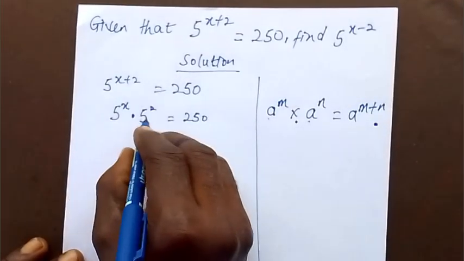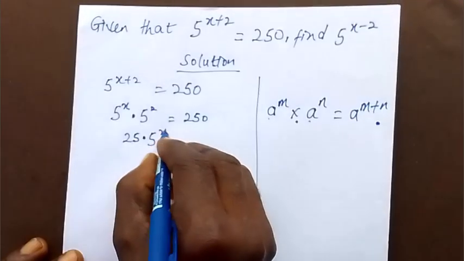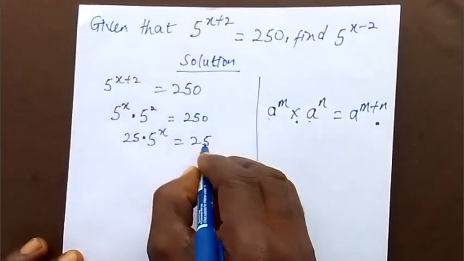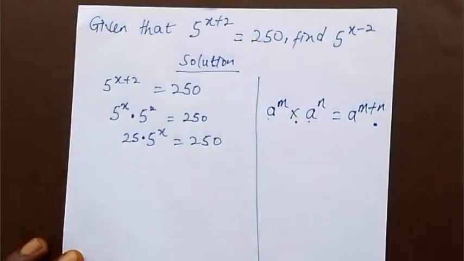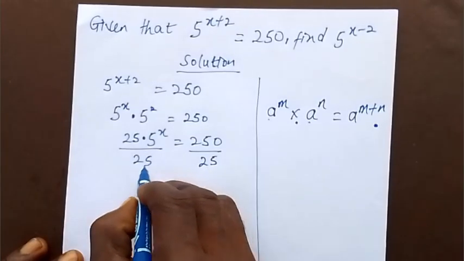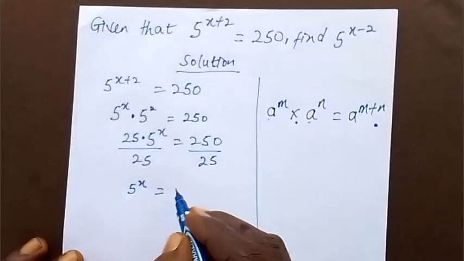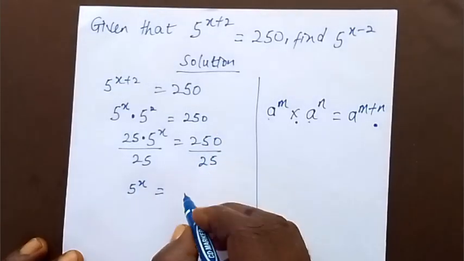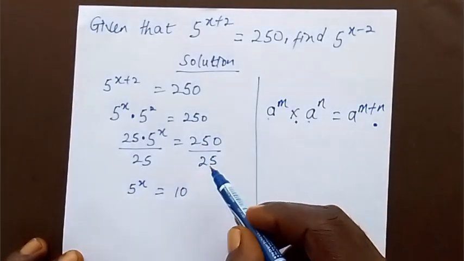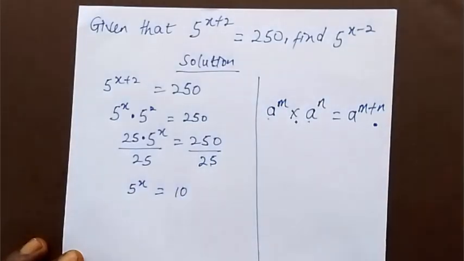5 raised to the power 2 gives us 25. Multiplying 5 raised to the power x equals 250. Divide both sides by 25, giving us 5 raised to the power x is equal to, that is, 25 goes into 250, 10. 25 goes into 25 once, then add a 0, 10.